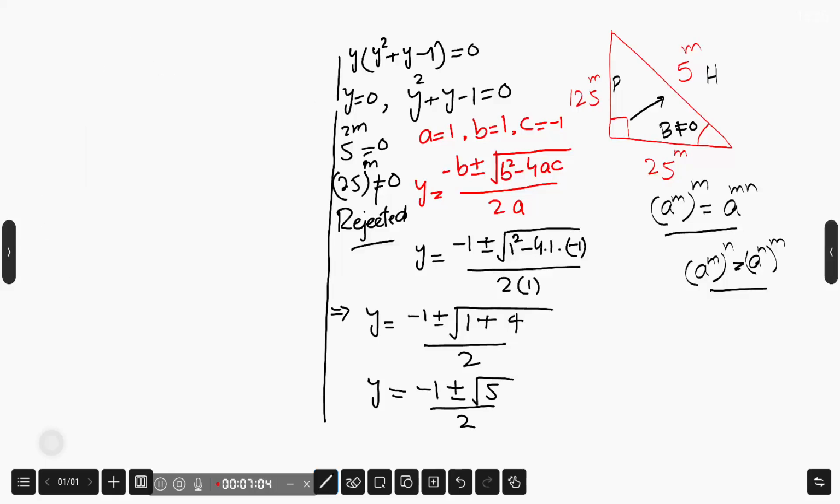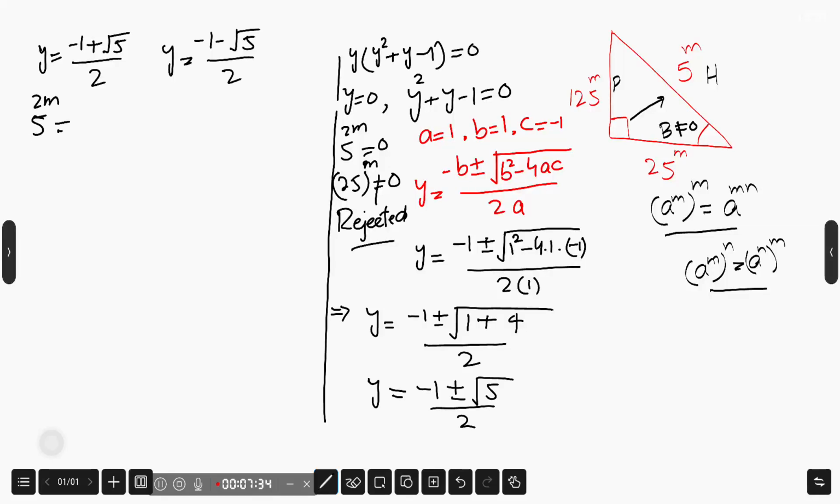These are the two values of y. So now we copy down: first we write 5 to the power of 2m, and we substitute the value of y here. So 5 to the power of 2m equals -1 plus square root of 5 divided by 2, and in the other case we put the other value of y. It will be written as 5 to the power of 2m equals -1 minus square root of 5 over 2.